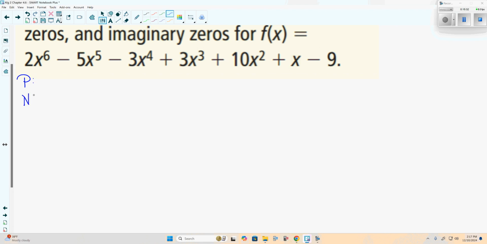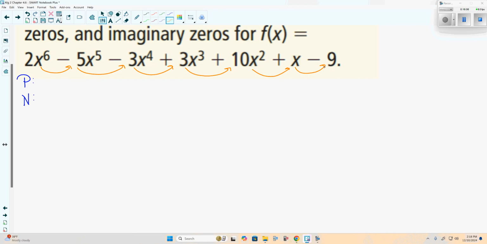Positive, negative. I put these out here to the side just to remind myself what my maximum number of positive and negative are. So for positive, all we've got to do is come here and count the number of sign changes as we go through this here, from the 6th to the 5th to the 4th to the 3rd to squared x to constant. Now, if one of those is missing, we don't add it back in. We just count.